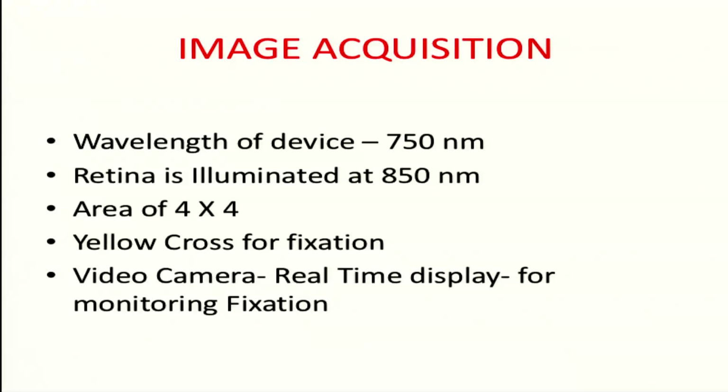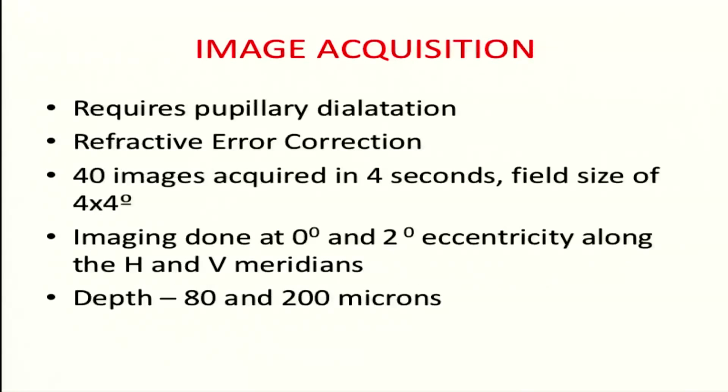The wavelength of the device is 750 nanometer, and there is another source of light at 850 nanometer which illuminates the retina and gives the optical map of an area of 4 by 4 degrees of arc. There is a yellow cross in the center for fixation, and a real-time display with a video camera is present to monitor the fixation. The image acquisition is done with the CCD camera, and it requires pupillary dilatation with the spherical equivalent error being fed into the machine.